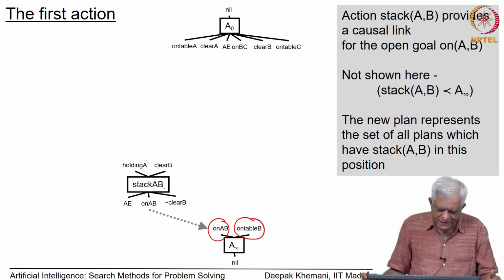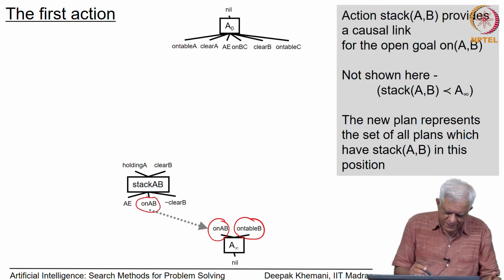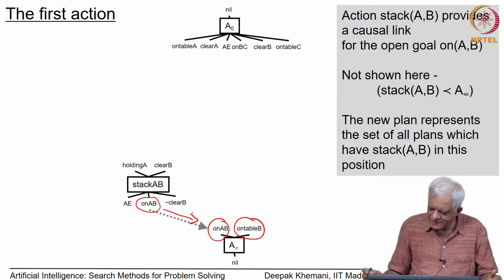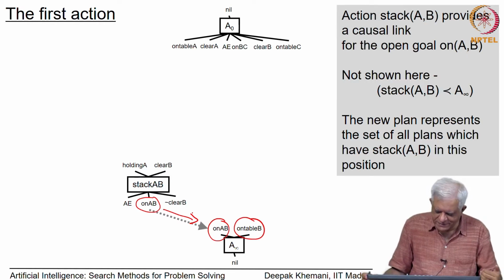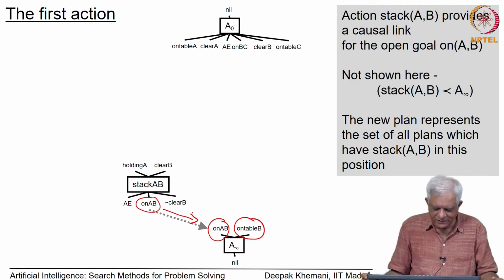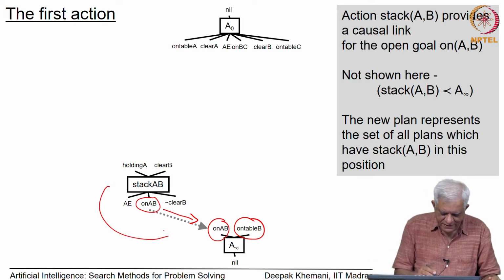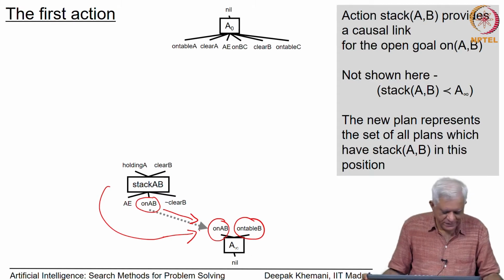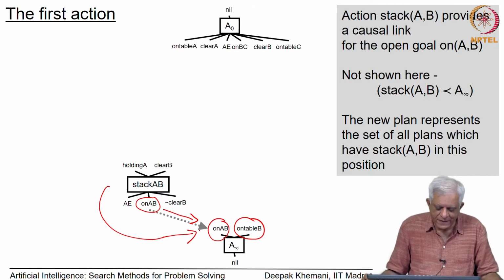We establish a causal link from A B to on A B, and we add that as an explicit element in the set of causal links. And finally, what is not shown here is that we add an ordering link. We should add a link saying that this action happens before this action, but we will not show it because the slide would become more cluttered. We will show it towards the very end.